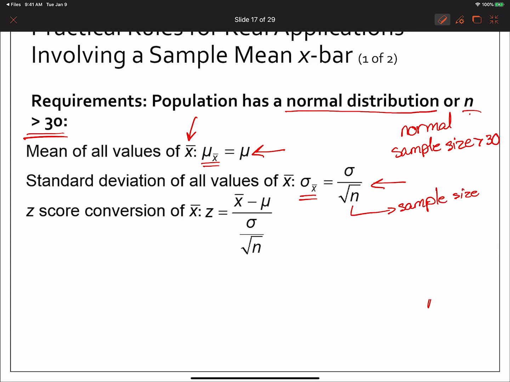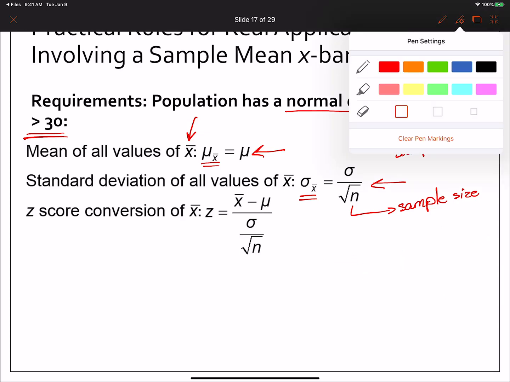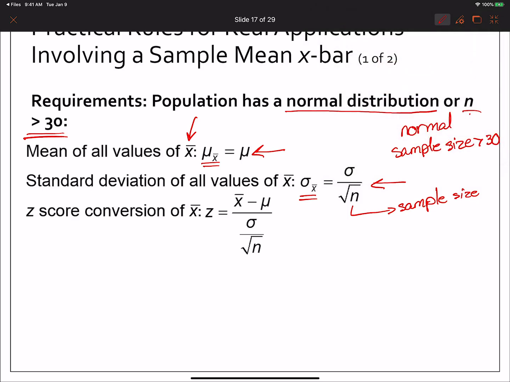Instead of doing the value itself, originally what we had was z equals x minus x bar over the standard deviation, where x was the value we were trying to find the z-score of, x bar was the mean, and this was the standard deviation.